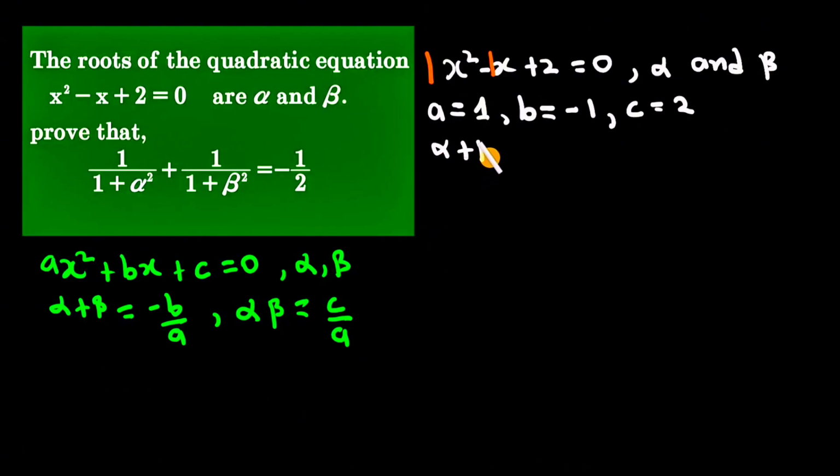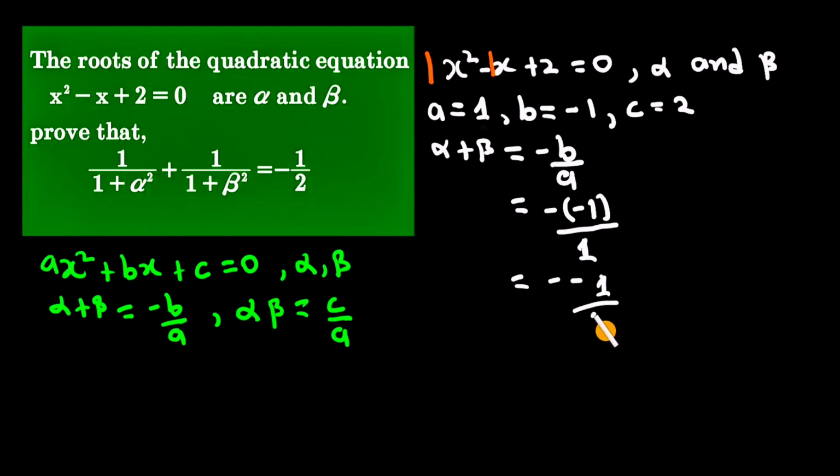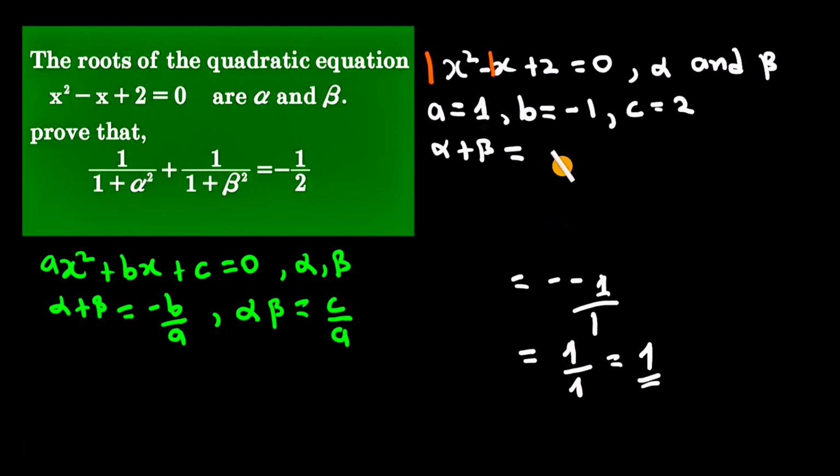Alpha plus beta, which is the sum of roots, is equal to negative b all over a. That is from this formula. In the place of b, I'll put negative 1, and in the place of a, I'll put 1. That is negative times negative 1 all over 1. You know, negative times negative means positive, so here I will have 1 on 1, which is equal to 1. So alpha plus beta is equal to 1.